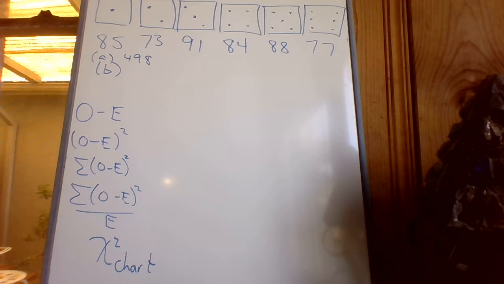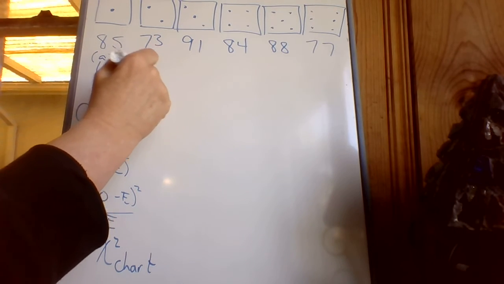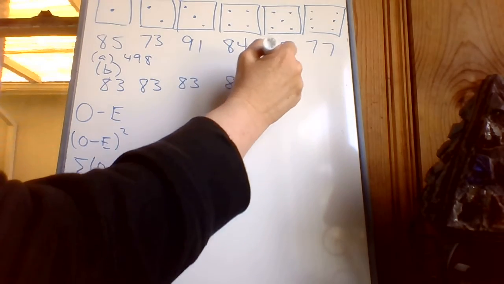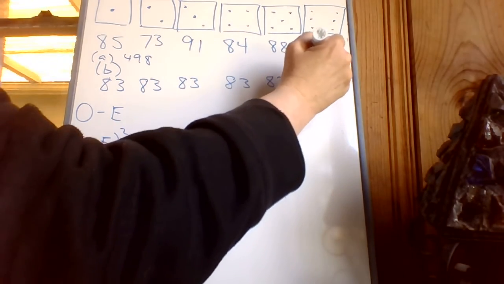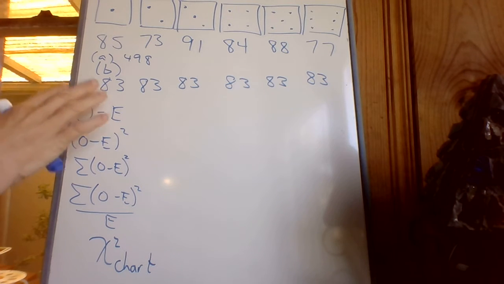Well, I should share them out evenly, so why not just divide by 6? Okay, so that's 83. And I'm writing that out a whole bunch of times because that's my expected. I would expect to get an 83 for each side. All right, so now starting question C, I could fill in all this stuff.